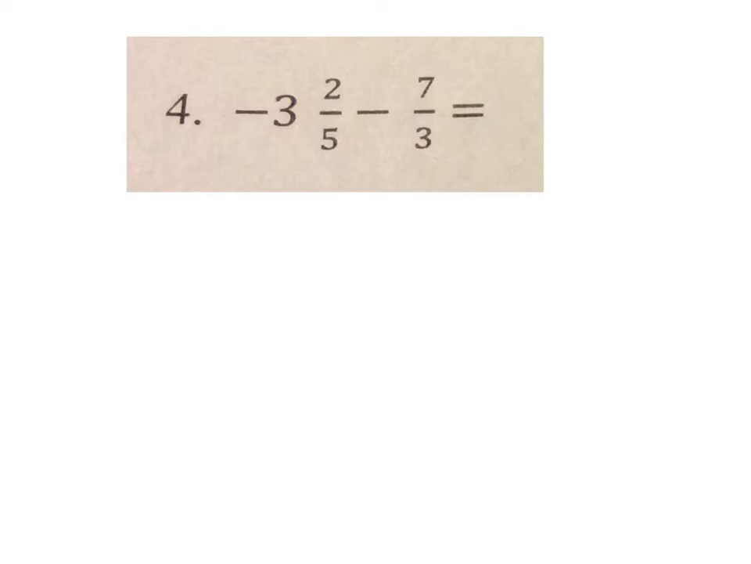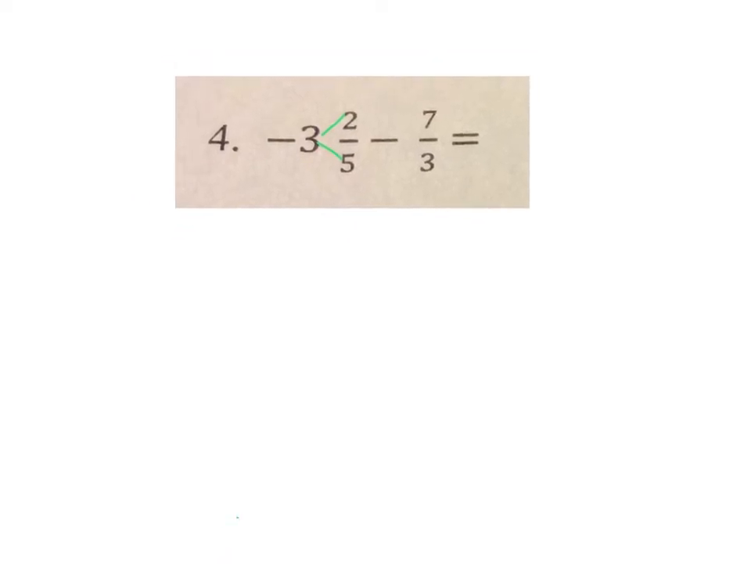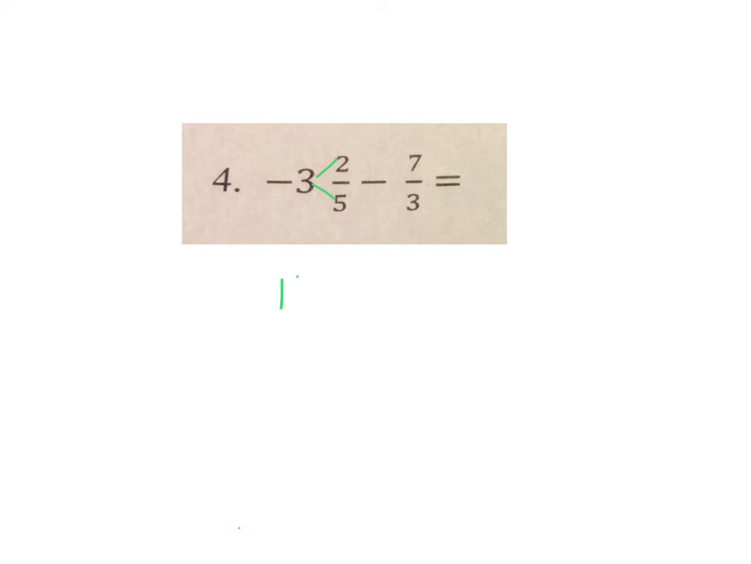Okay, number 4 on the exit card. So now we're into the rational number section. So I'm going to first change negative 3 and 2/5 to an improper fraction. So I take 5 times 3 is 15, plus 2 is 17 over 5. Whoops, I lost my pen. 17 over 5, and it's negative, so I need to make sure I have my negative.